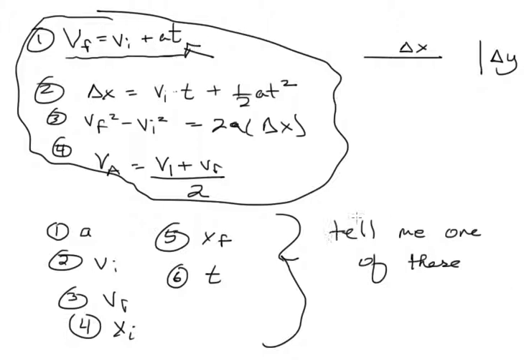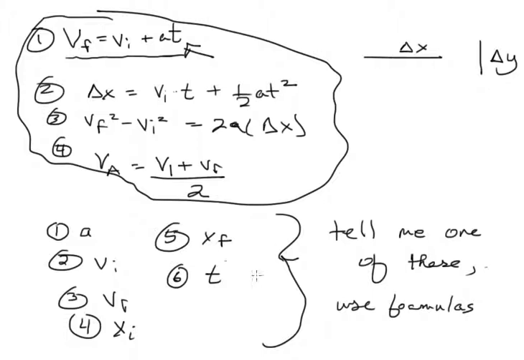So this is the beauty of physics: there's only one or two strategies really per chapter that you need to master, right? It's not a bunch of memorization. If you see the big picture, they're going to ask you, tell me one of these, and how are you going to do that? You're going to use one of those formulas, or maybe a combination of those formulas. So you're going to use a formula to do so.